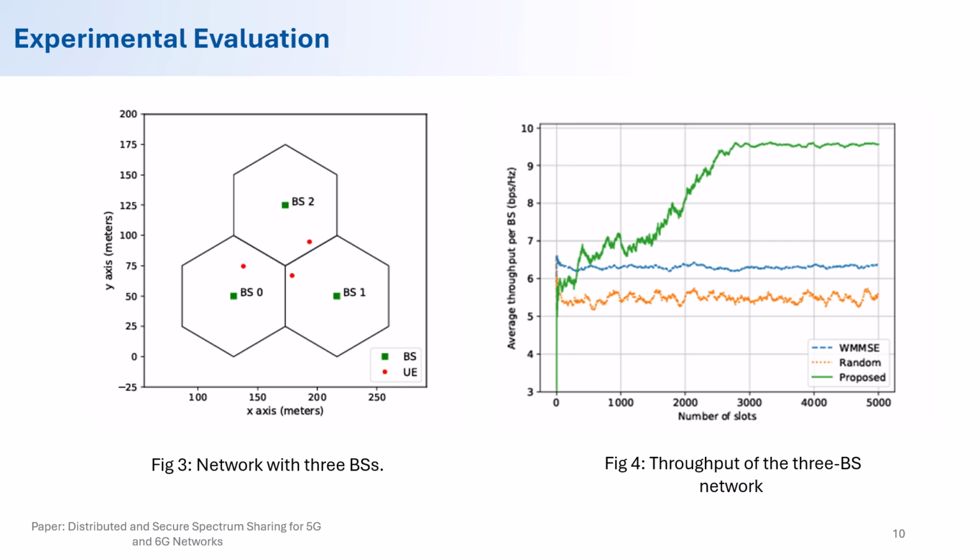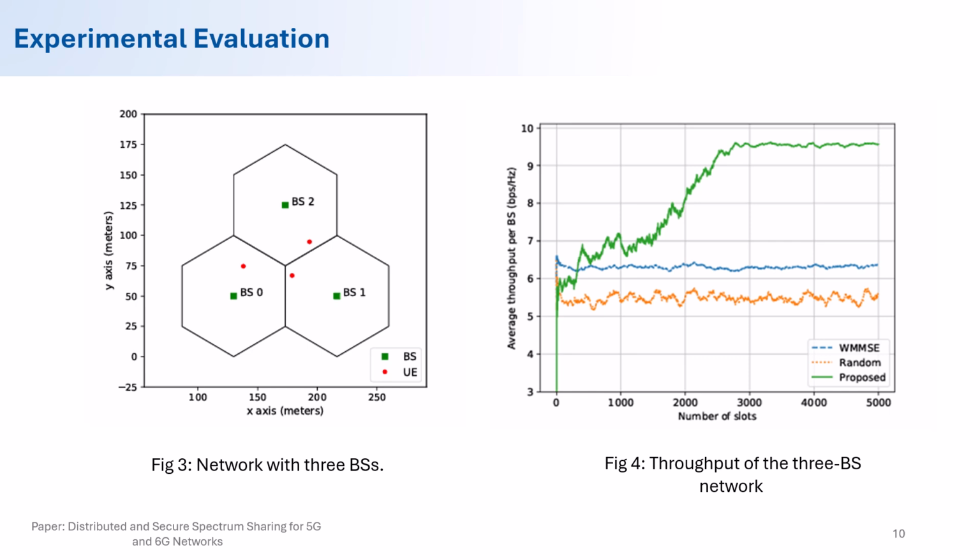In the experimental evaluation here, in a network of three base stations, they tested their distributed method. The results show that their approach converges faster and achieves much higher throughput compared to traditional WMMSE and random methods. This means the network becomes more efficient and can serve more users with better quality.